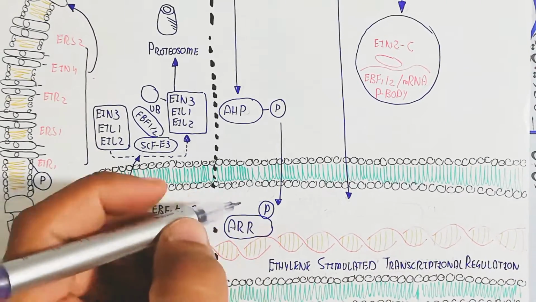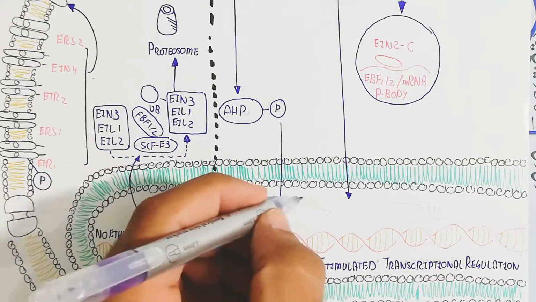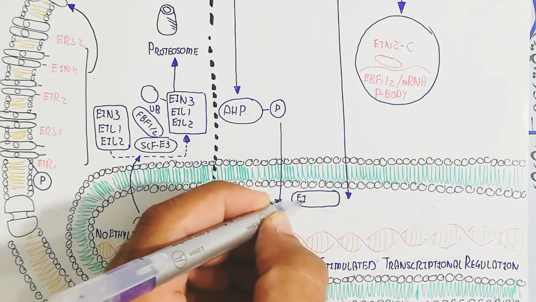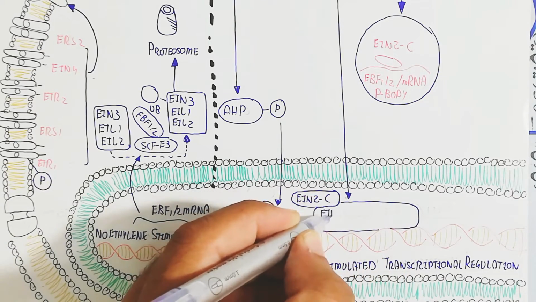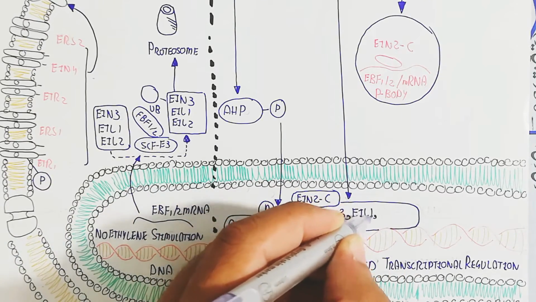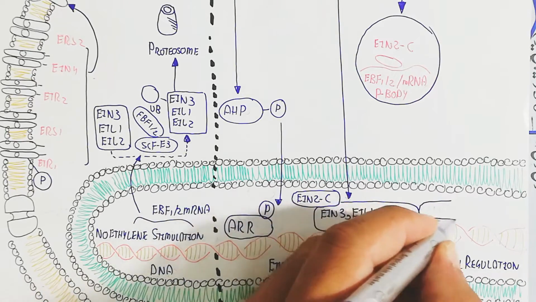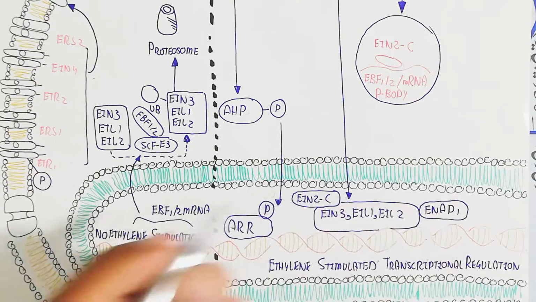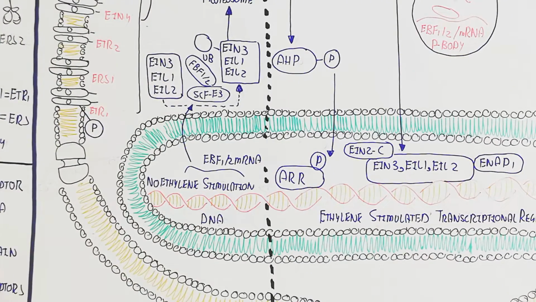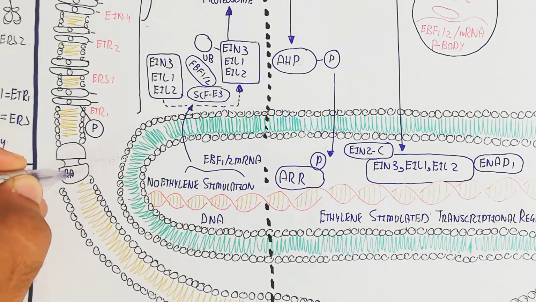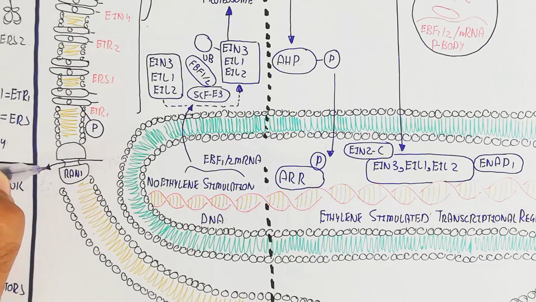So this is ethylene stimulated transcriptional regulation through the AHP, which will phosphorylate the ARR. ARR phosphorylation will also lead to the production of proteins and a storage mechanism of glucose in the fruit, which will lead to ripening of the fruit. The color will be changed, and that is why ethylene is present.